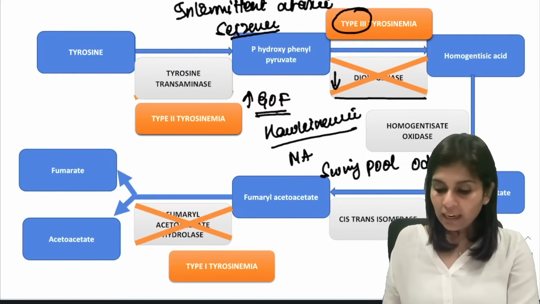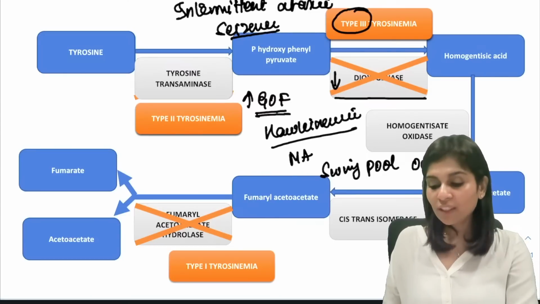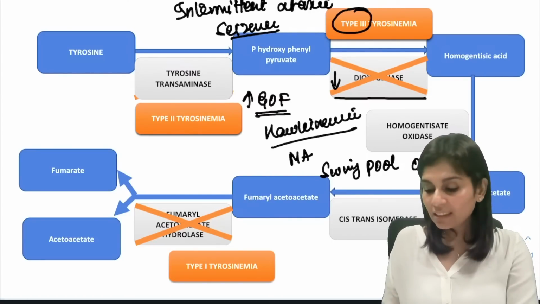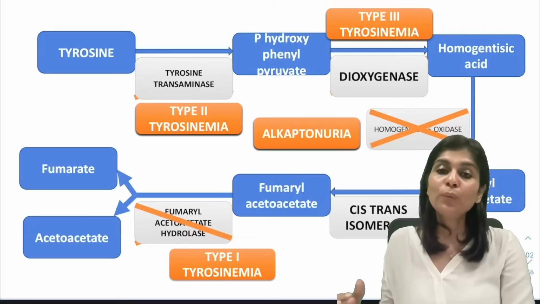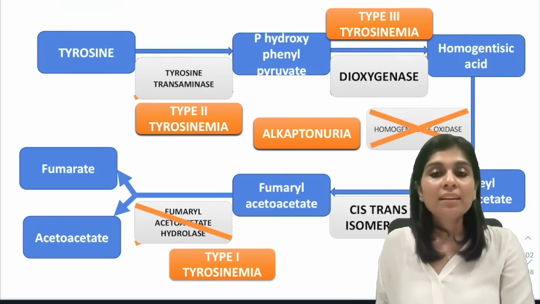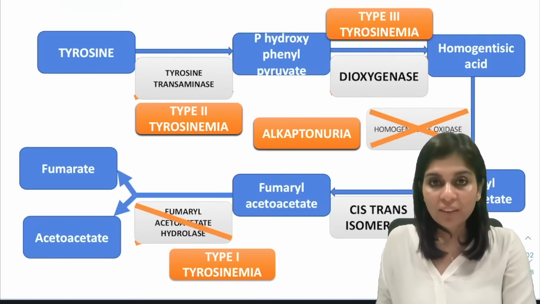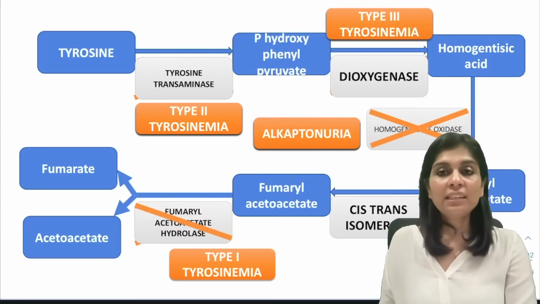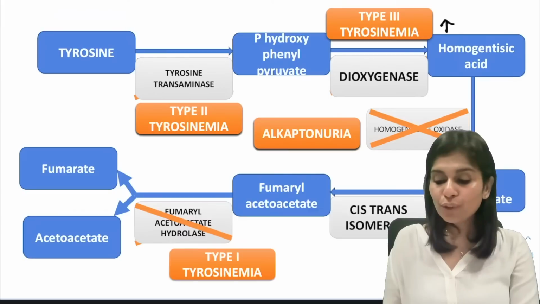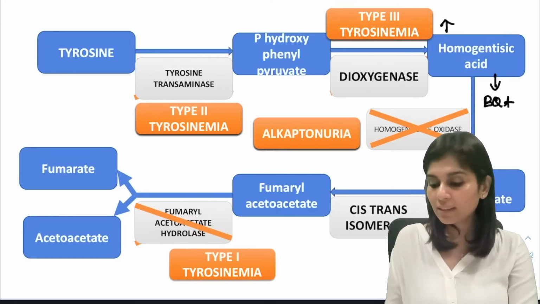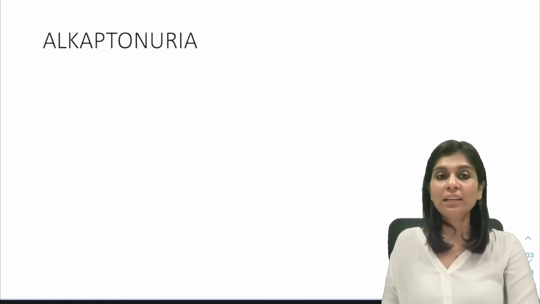So that's about para-hydroxyphenylpyruvate dioxygenase defect. Now homogentisate oxidase defect causes alkaptonuria. You cannot attend any of your exams if you have not learnt about alkaptonuria, because this is frequently asked. The reason is it's quite common in India. When homogentisate oxidase is defective, homogentisic acid accumulates, and this homogentisic acid undergoes oxidation to form benzoquinone acetate. Let me use the next slide to write about alkaptonuria.